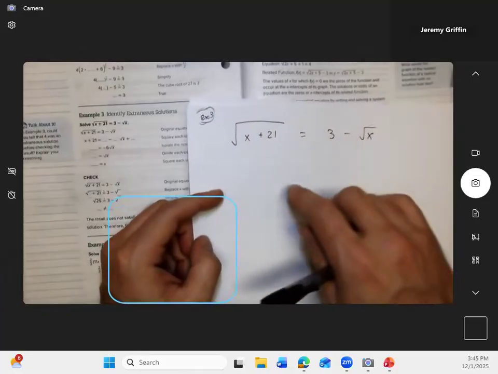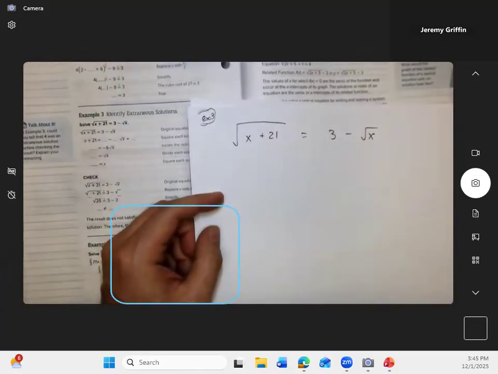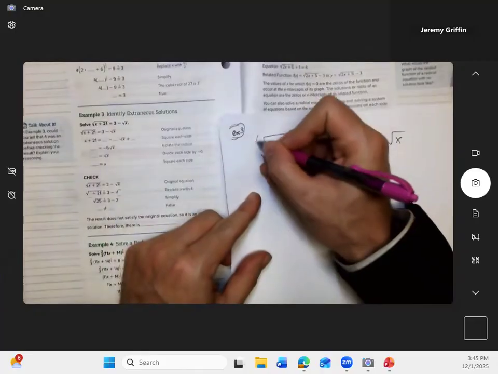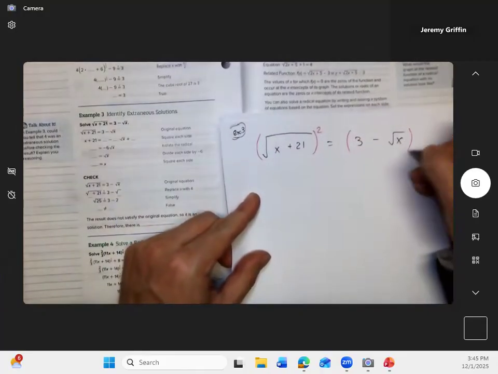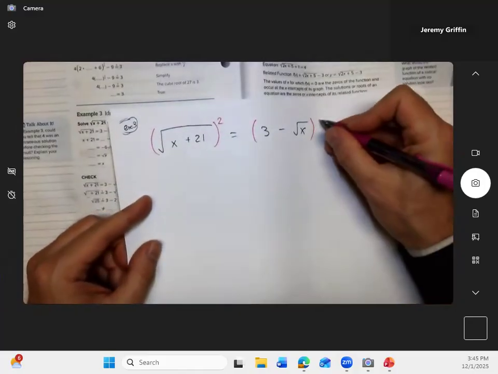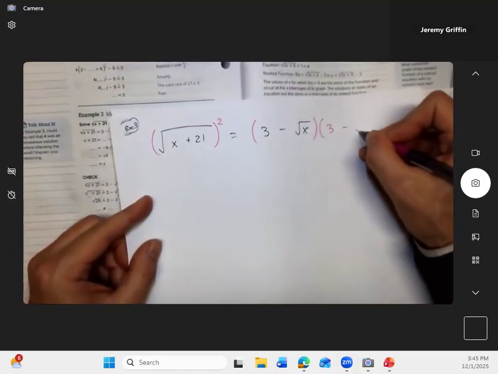Now, there might be different ways to go about this. One thing you think, well, you could square both sides to start with, right? To unbury the x out of the square root. So you could square that side and also square this side. Now, if I square the right side, isn't that the same thing as this expression times itself?